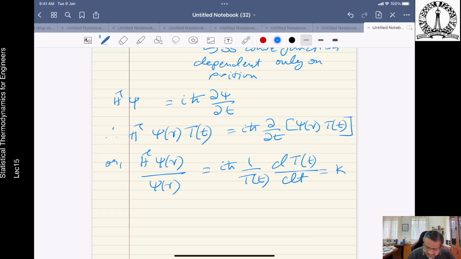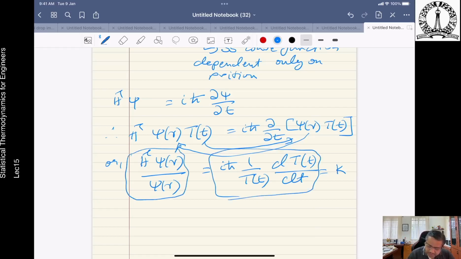Something like this. Write it like that, then this will be something like this. So this psi r basically comes out and goes to this side, and this comes to this side. This side is a function of time, and this side is a function of space. Therefore, this should be equal to a constant. That is the only way that this equality can be attained.